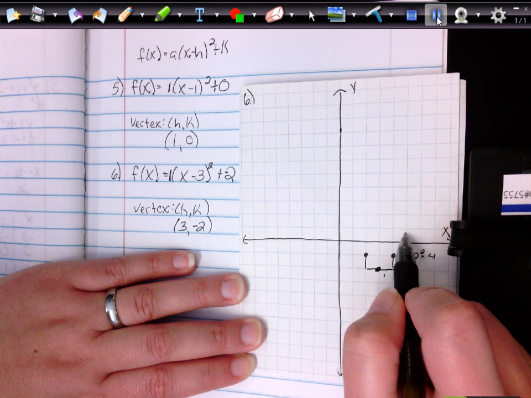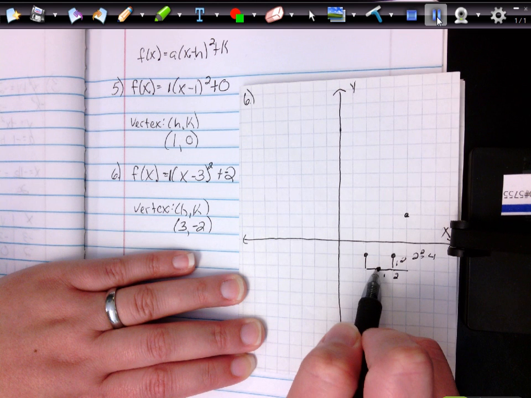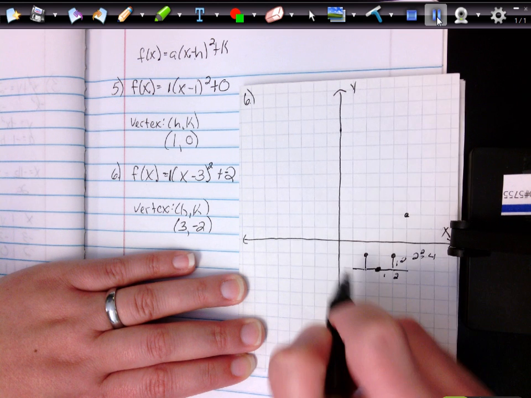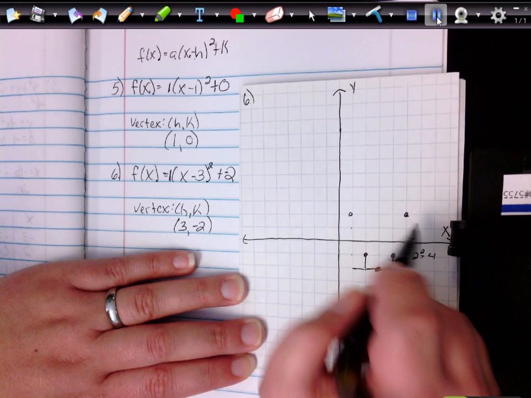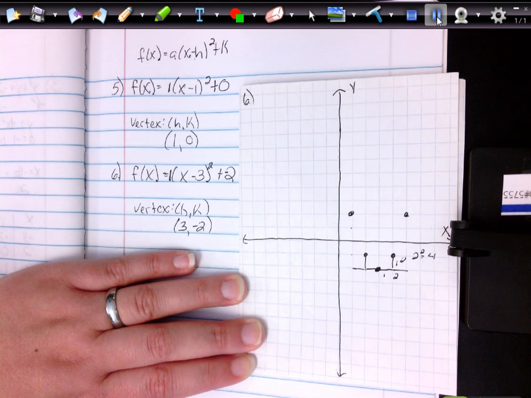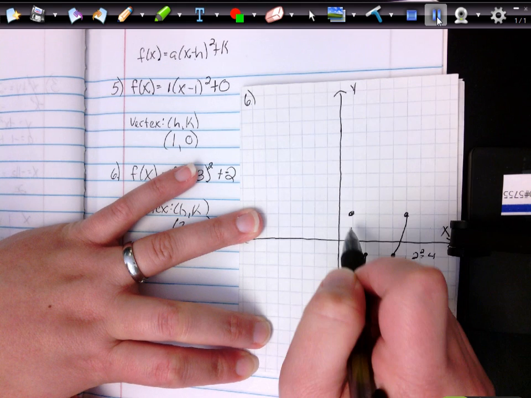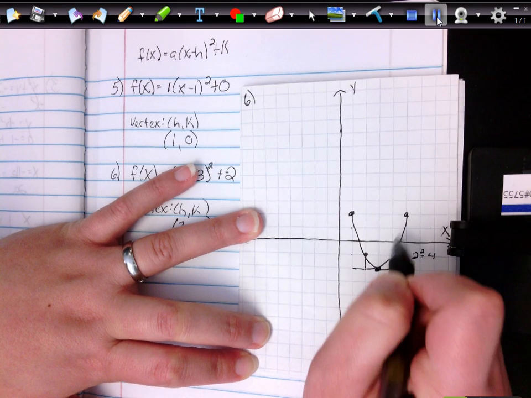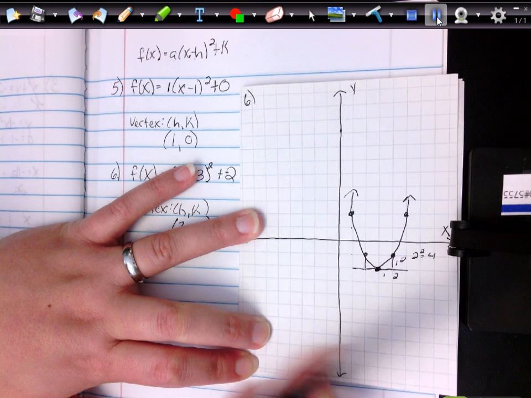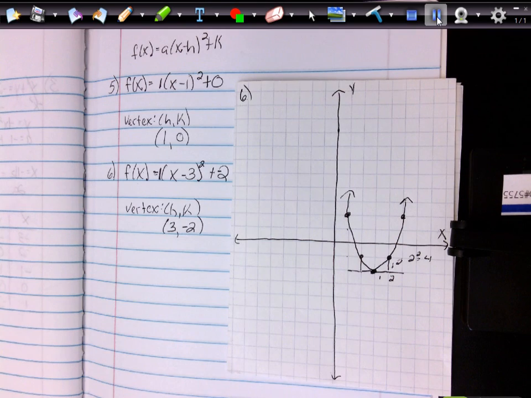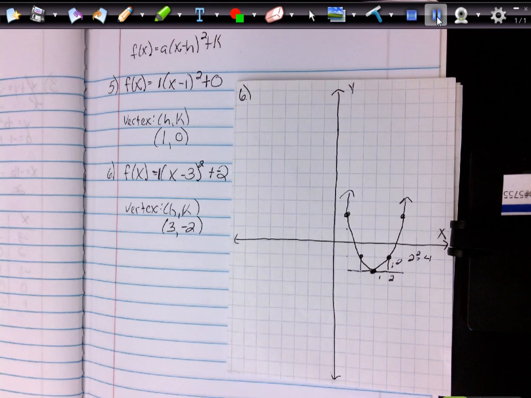1, 2, 3, 4. Do the same thing on the left-hand side of that vertex. 1, 2. I'm going to go up 4. 1, 2, 3, 4. And there are my points for my U shape. I'm going to go ahead and draw my parabola. All right, so go ahead and make sure you have this down and your graph before you move on.